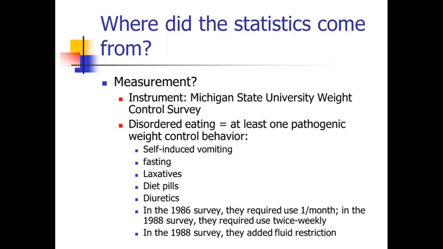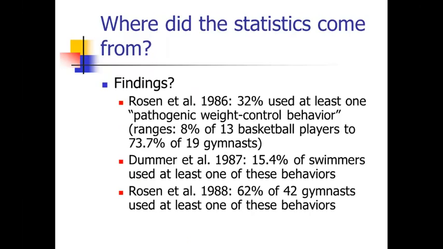And if you look at the measurement, I don't want to go into a lot of detail, but if you're curious, what they were calling disordered eating was you had to have done one of the following for at least once a month. Well, for some of the surveys, you had to do it twice weekly. Sometimes they had fluid restriction in there. So there was really a wide range in what they were defining as disordered eating.